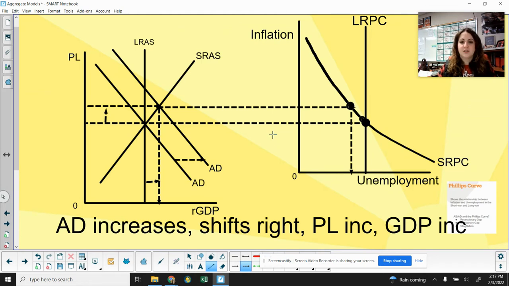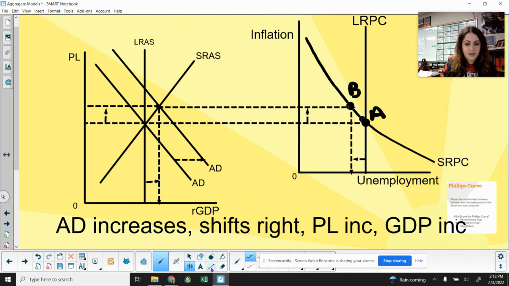Okay, so this is what happens when aggregate demand shifts. When aggregate demand shifts to the right, prices go up, and we see that right here. Inflation is higher, and since GDP is increasing, our unemployment numbers actually fall. And so we move from point A, let's say, to point B on the short run Phillips curve. So we went from this inflation and this unemployment, but when aggregate demand shifts to the right, it's actually a movement up the Phillips curve, with higher inflation and lower unemployment.